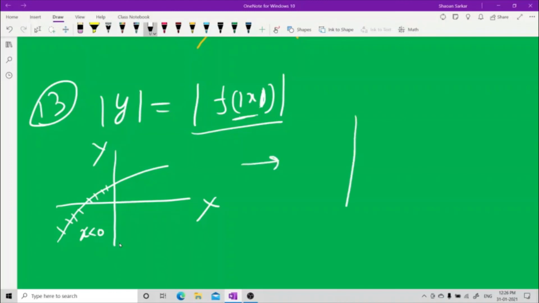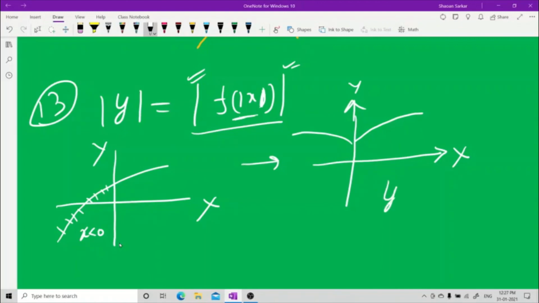This will now become, this is your x, this is your y. Now this is the part left. You will take the image like this. Now the outside mod will remain as it is. Now this is actually y equal to mod f of x mod. Let me rewrite this. This is f of mod x and then mod this much.